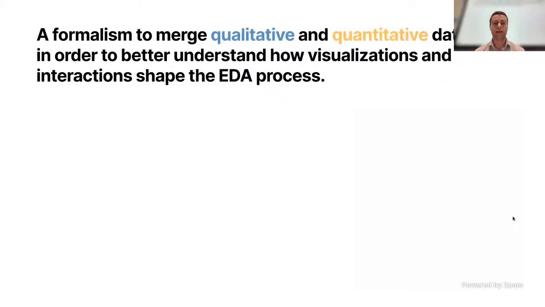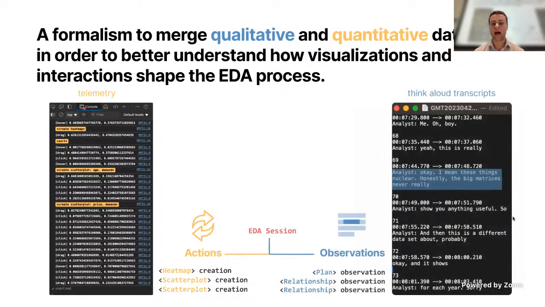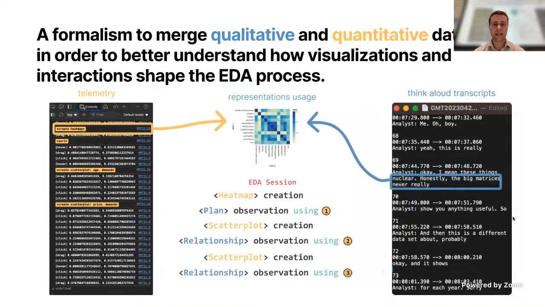Our key contribution is a formalism that helps to bridge these 2 data sets. Notably, the formalism looks at EDAs as being a combination of 2 types of activities. The first one being actions that the analyst does, such as creating a particular type of chart. The second being the observations that analysts might make, obtained through their think aloud transcripts. The key of the formalism is through combining both the telemetry and the observations that are made through the use of representations. That is, by finding the specific representations that are used to make an observation and connecting those back to the telemetry, we can finally have a connection between the observations that analysts make and the specific charts in their interactive state that were used to make them.